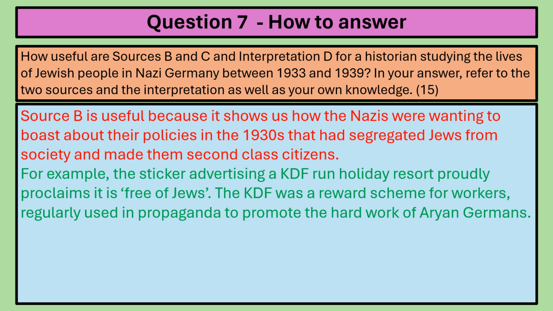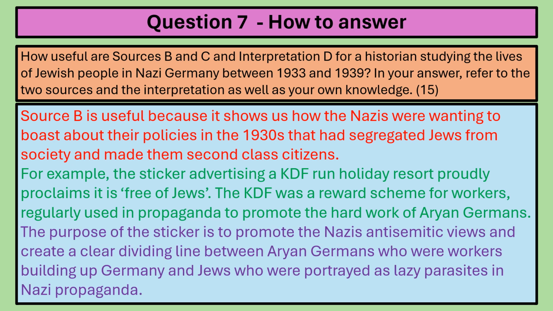I've added in then a bit of an example, some background knowledge, factual knowledge about the KDF who run the holiday resort. The Strength Through Joy programme proclaims they were free of Jews. It's a reward scheme and it regularly used to promote the hard work of Aryan Germans in propaganda. Now I'm going to have a go at explaining the purpose, and as I say, this automatically will take me into the top band of marks if I do this well.